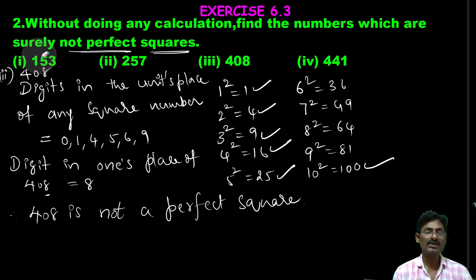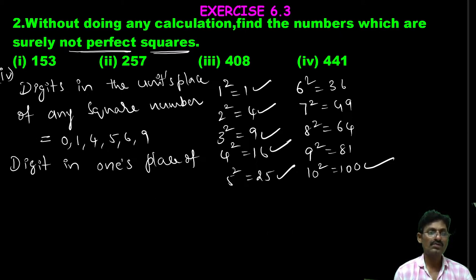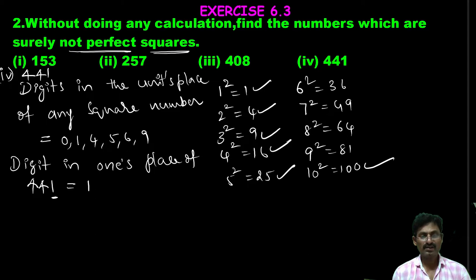Now let's go to the last problem, that is 441. That is fourth problem, 441. Now we know that digits in the units place of any square number, we have one list. Now digit in the ones place of our number, that is 441, what is the digit in ones place? 1. Now let us check whether this one is in our list or not. Yeah, we have. So 441 could be a square number. 441 may be a square number. We don't know whether it is a perfect square number or not, but there is a possibility. Okay, so therefore we can't say that 441 is not a perfect square.